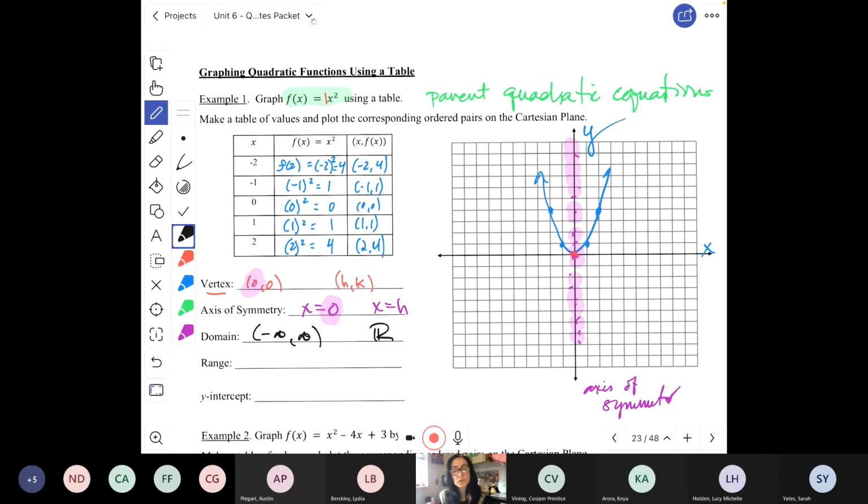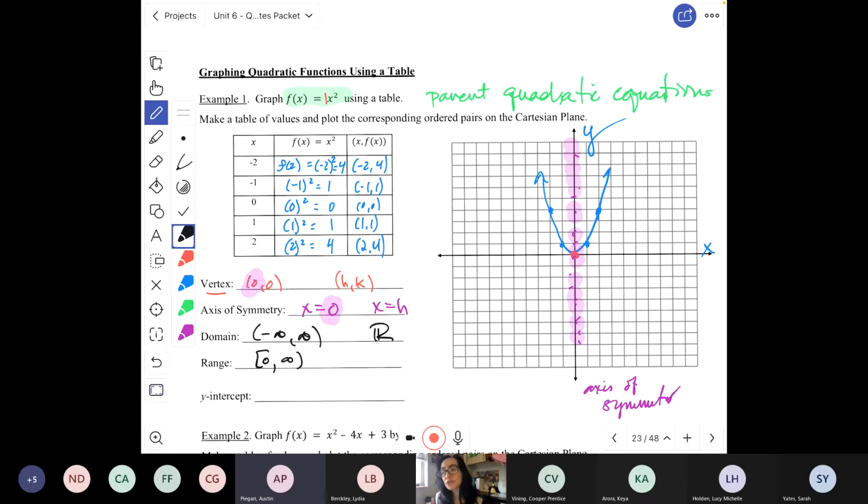Now, the range will change, depending on the transformation applied to the parent function. So what is the range of this parent quadratic function in interval form? Bracket 0 and then infinity parentheses.